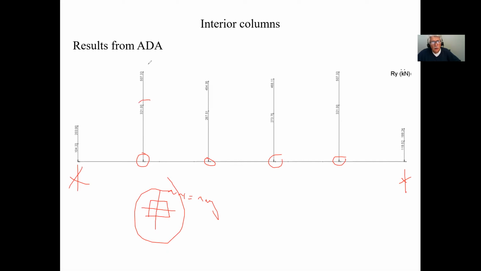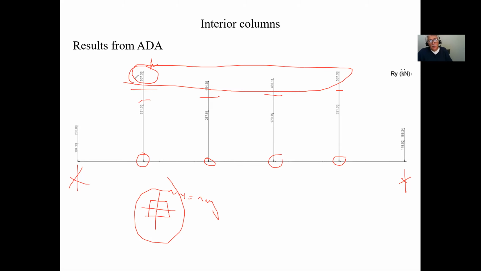This was the minimum value. So I come across here, I have 507.33 kilonewtons. So if I want, I can design these two for one size and these two for another size, but I'm not going to bother. I'm just going to design them all for at least 507.33 kilonewtons. So that's what ADA does. It gives me right away what the CF value is for each column.